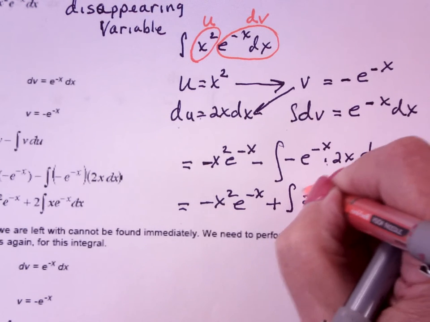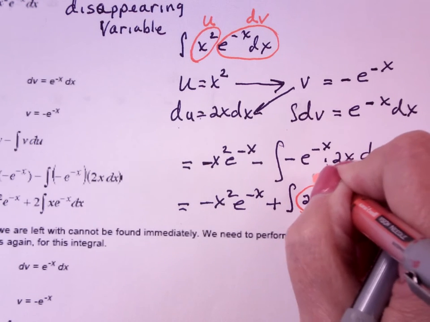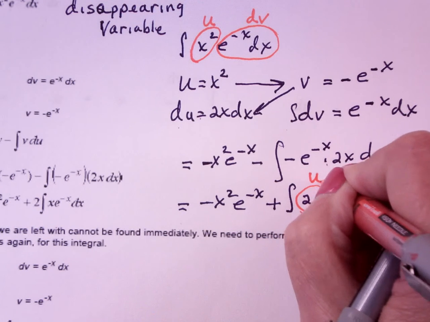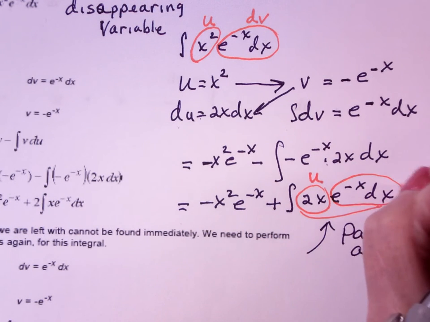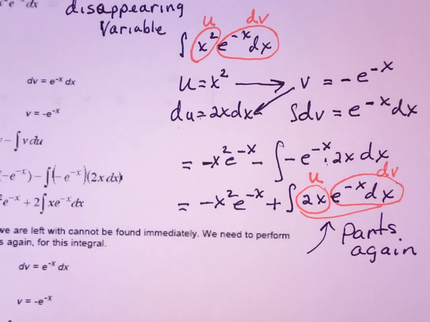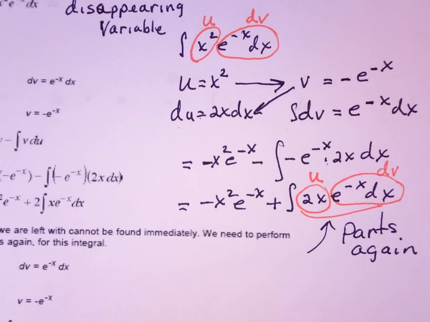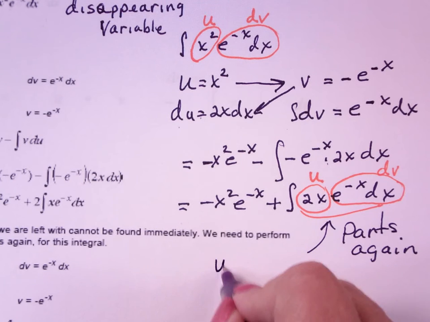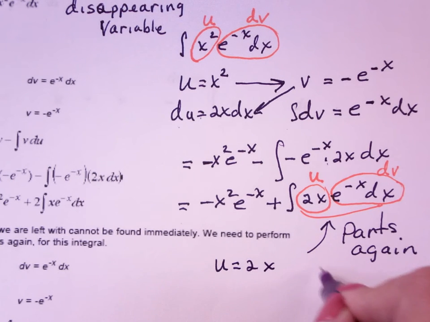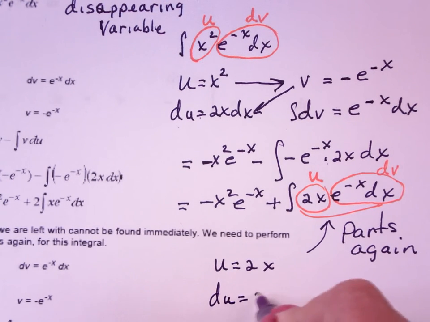So I need to kill this guy. So he's going to be u, and I'm going to integrate this one. That's going to be dv. And then this next time, what's going to happen to the x? Gone. So that u is 2x and du is 2 dx. So he's gone, because remember when you parts it, the integral is going to have this in it.